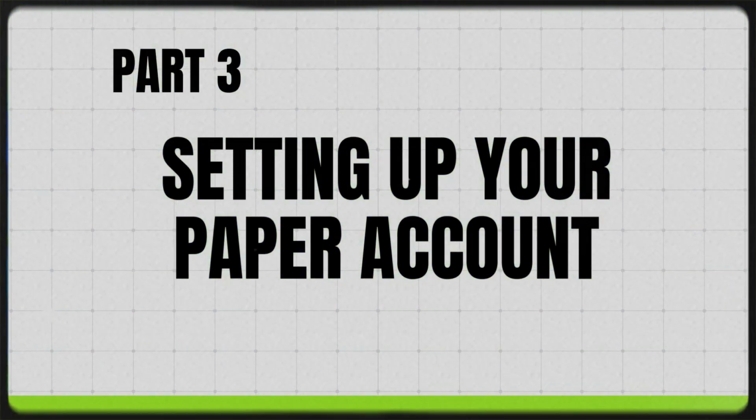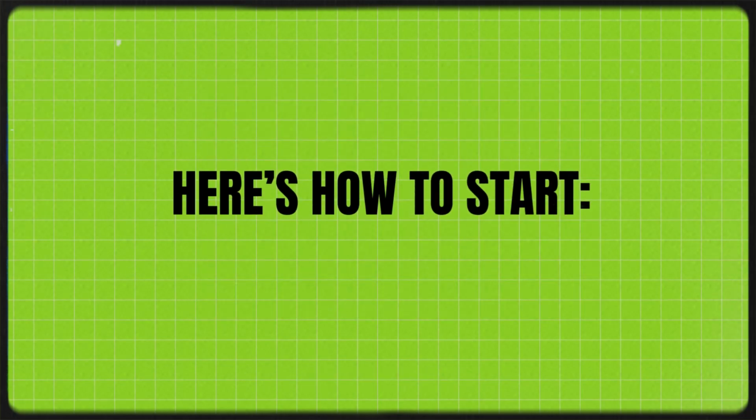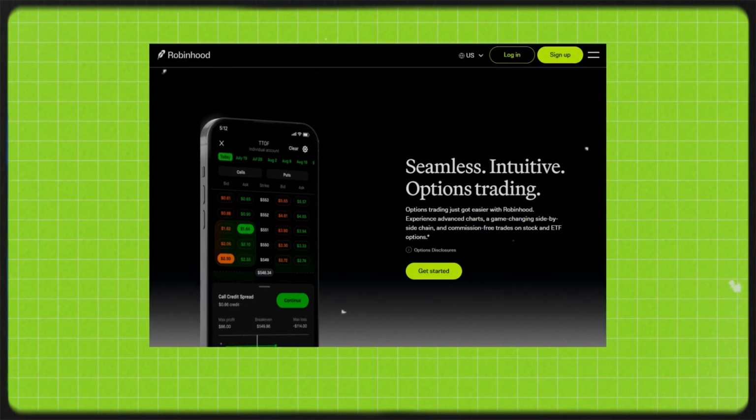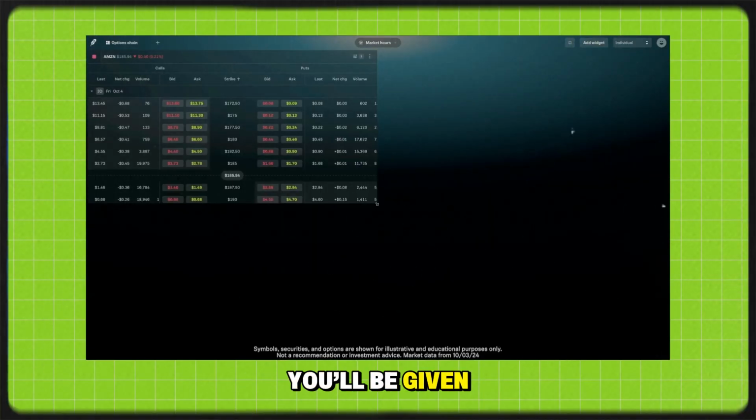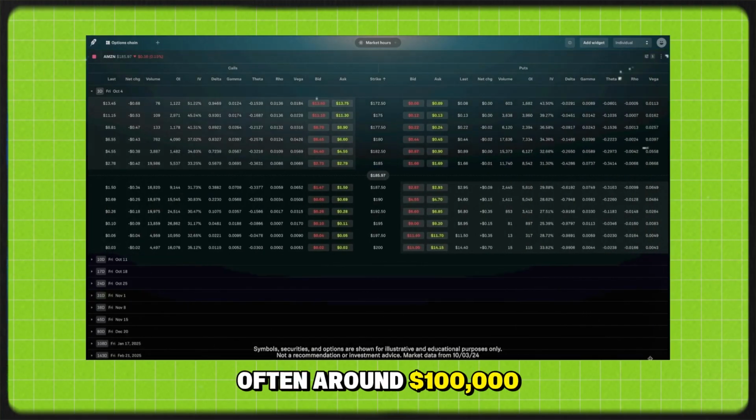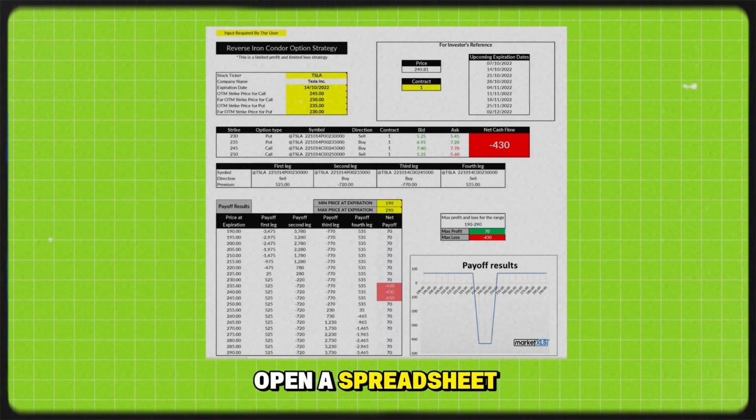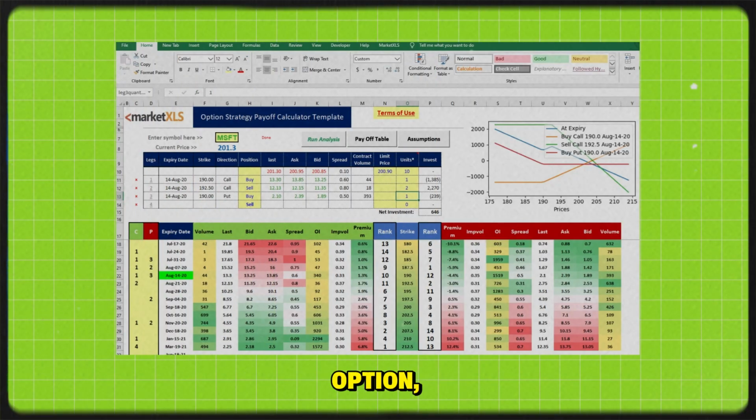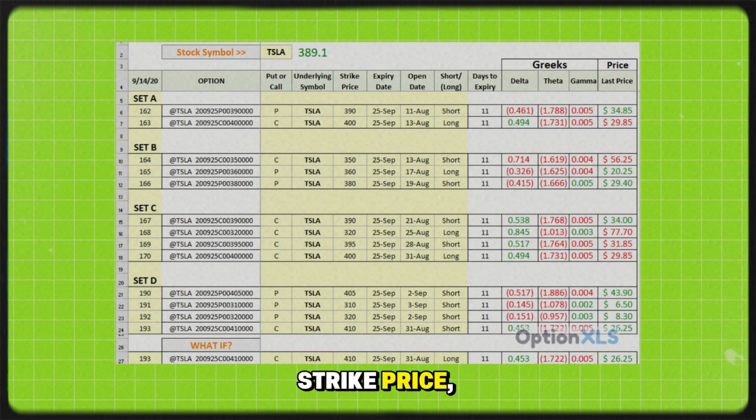Part 3. Setting up your paper account. Let's assume you're using Robinhood's simulator. Here's how to start. Log into Robinhood and search for their practice trading or simulator feature. Select Options Trading from the Practice dashboard. You'll be given virtual money, often around $100,000, to experiment with. If you're doing it manually, open a spreadsheet and log your imaginary account balance. Each time you buy or sell an option, record the details just as Robinhood shows: contract type, strike price, expiration, premium paid, and date.